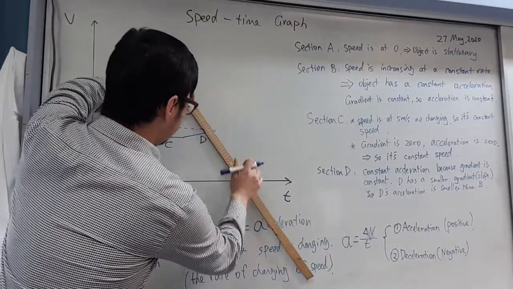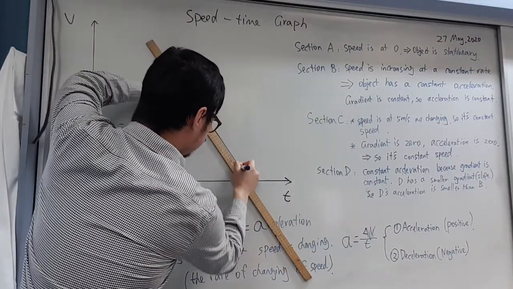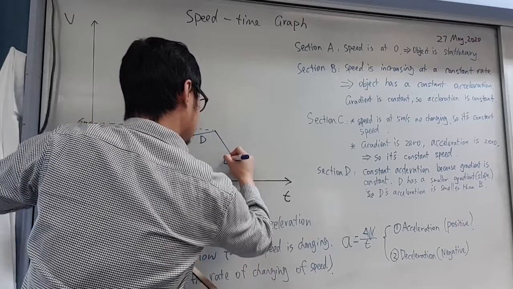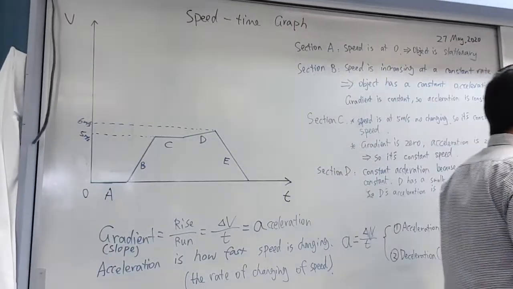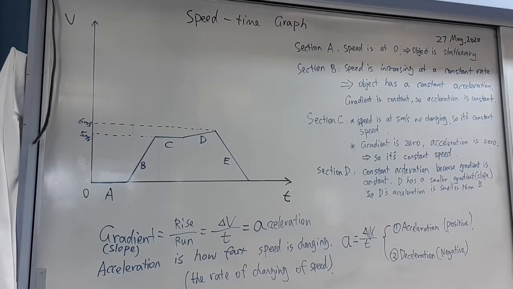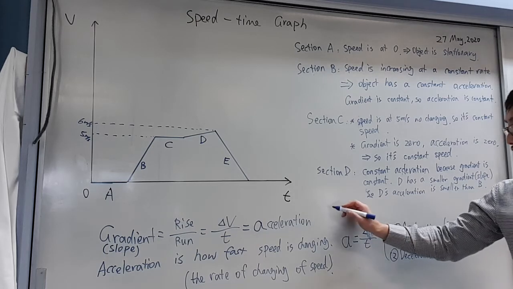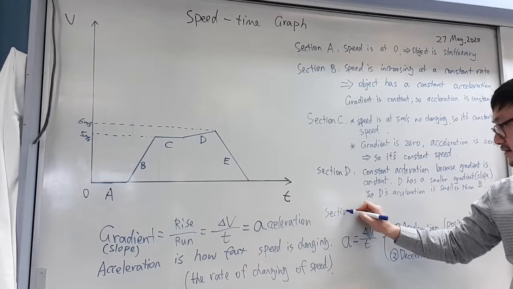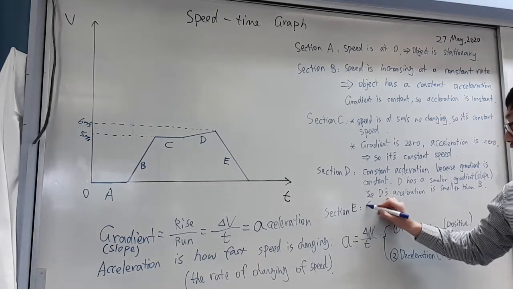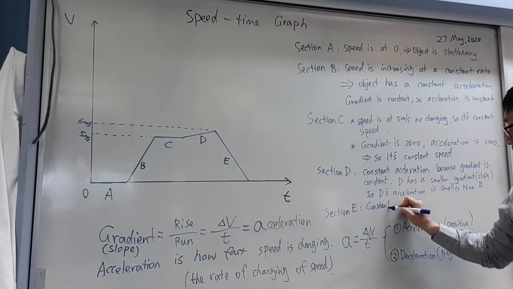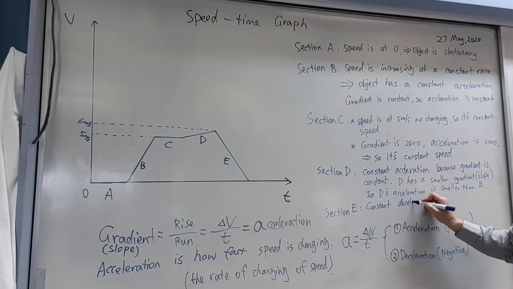I'm going to give you an E section. Can you guys have a think? What is happening at this E section? Speed's going down. Constant deceleration. Yeah, speed going down. If speed is going down, it's going to be a deceleration, right? And not only is it going to be a deceleration, it's going to be a constant deceleration. Okay, section E is going to be constant deceleration.